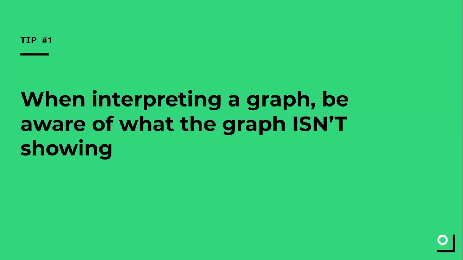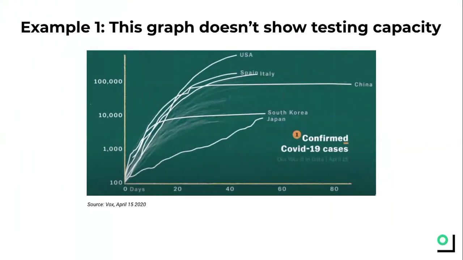Here's our first example. You might recognize this graph from the very beginning of the pandemic in mid-April. It was frequently on the news. It represents the number of COVID cases by country, but there are a few misleading things about it. One of the biggest issues is that if you look at day 20 here on the x-axis and just compare South Korea and Japan, it looks like South Korea has far more cases.